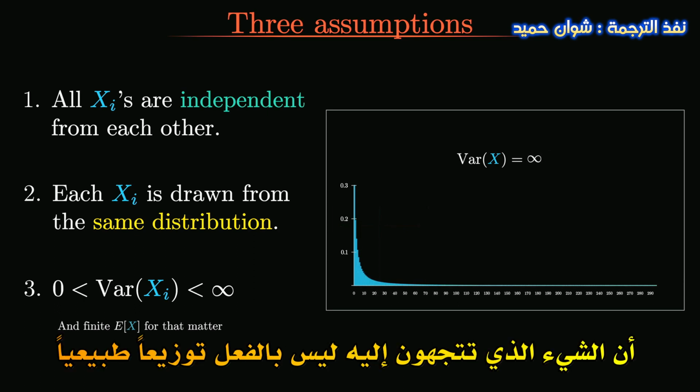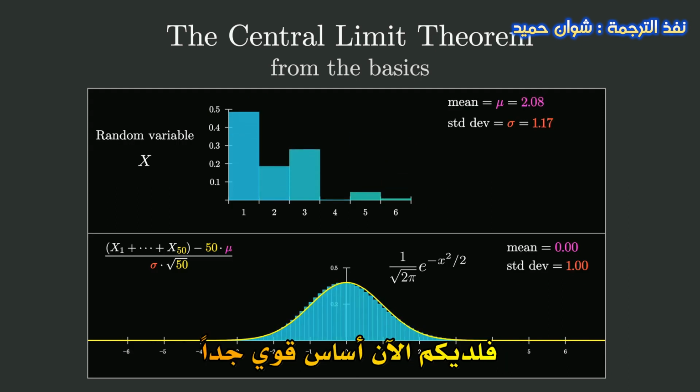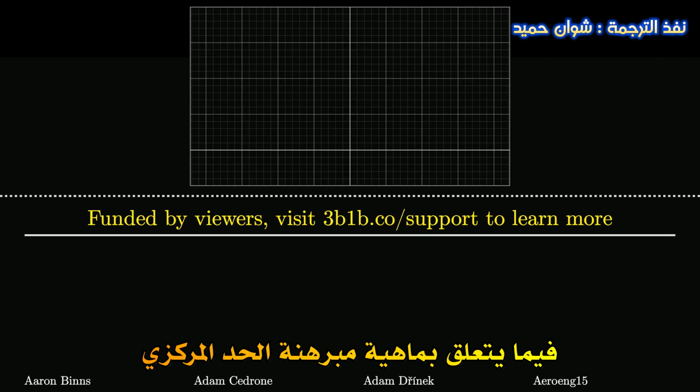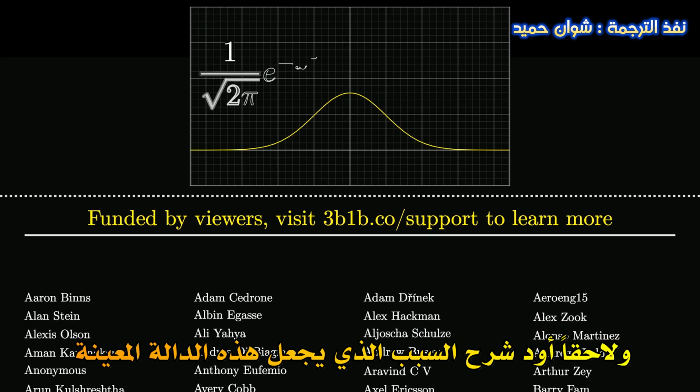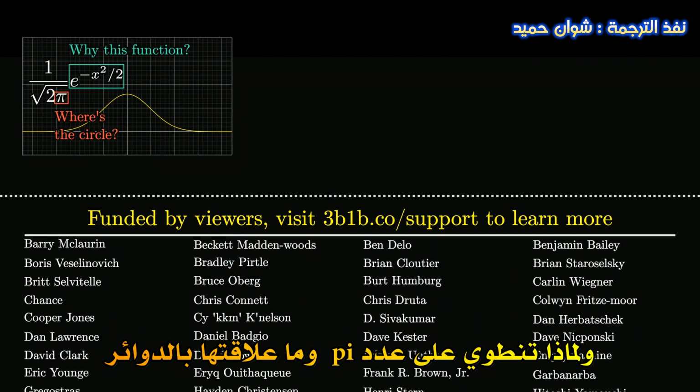If you've understood everything up to this point, you now have a very strong foundation in what the central limit theorem is all about. And next up, I'd like to explain why it is that this particular function is the thing that we tend towards, and why it has a pi in it, what it has to do with circles.